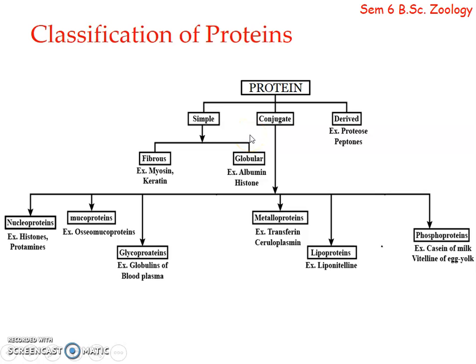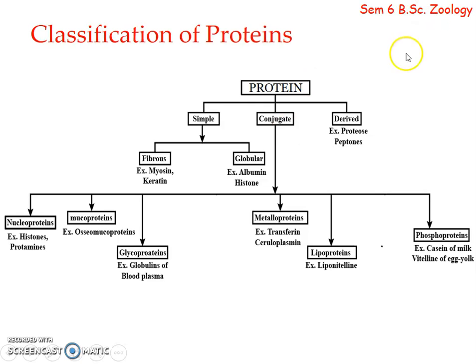Okay, what are these? Simple proteins are composed only of amino acid residues. So when simple proteins are hydrolyzed, they produce only amino acids. Conjugated proteins, on the other hand, have protein plus a non-protein moiety. So the amino acid part plus the non-protein part together form the conjugated protein, and this non-protein part is known as the prosthetic group, which will be learned in the next slide. We will be looking into derived proteins.